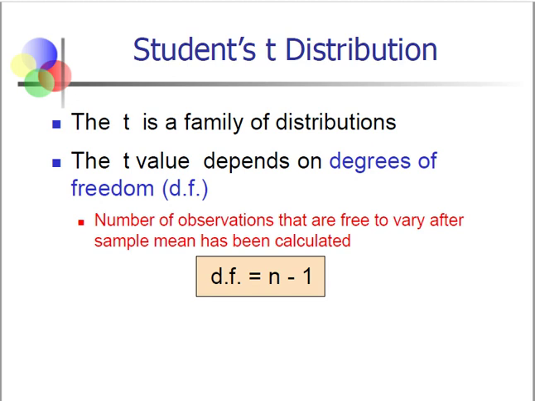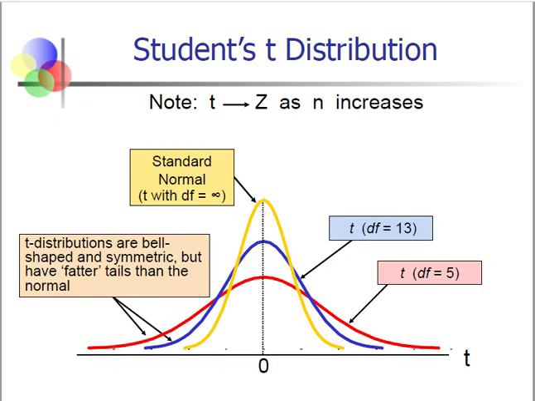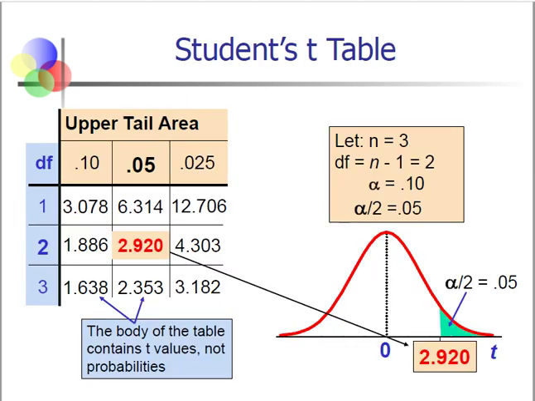The t distribution is also just a family of distributions, and it depends on the degrees of freedom, which are given by n minus 1. It is similar to the standard normal, except it has flatter tails. Now let's see how we can use the t table to find the t value.